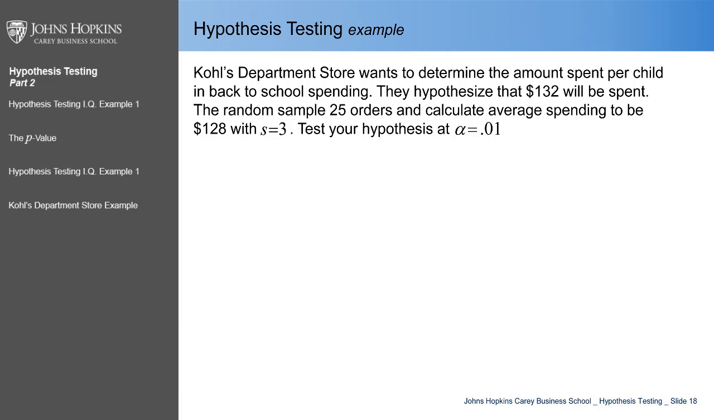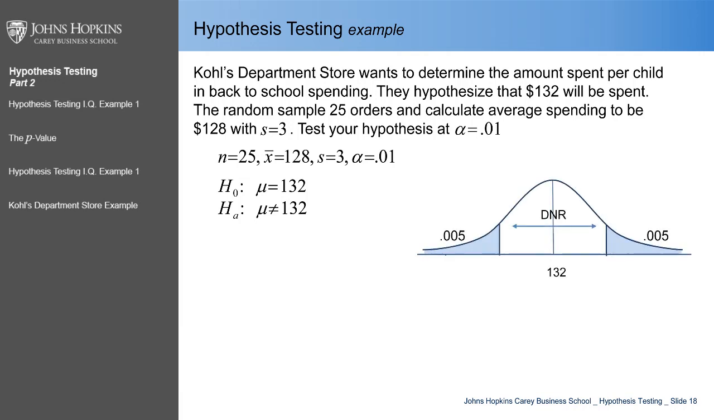Now let's look at this a minute. We see that we have 25 orders, so n is equal to 25. Our sample mean is 128. We have a sample standard deviation equal to 3 and a significance value, alpha, of 0.01. We have no words in our problem that indicate an inequality, so we set our null hypothesis to mu equal to 132, the alternative mu not equal to 132.